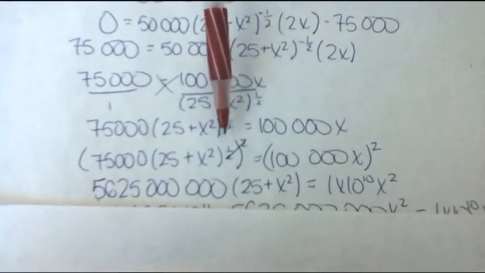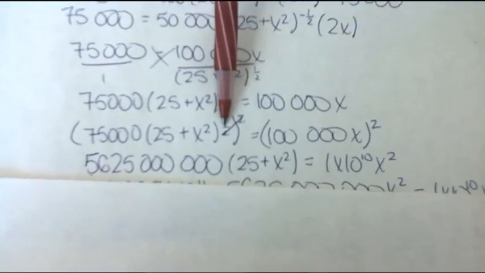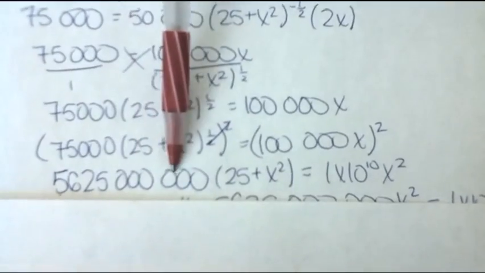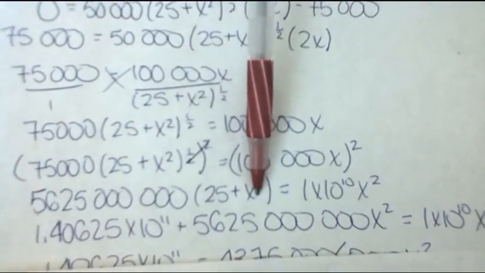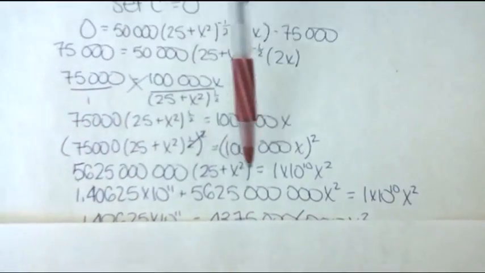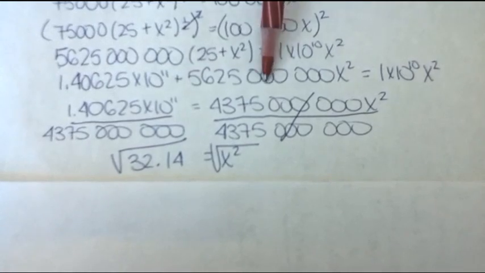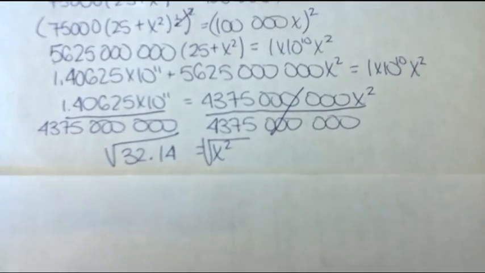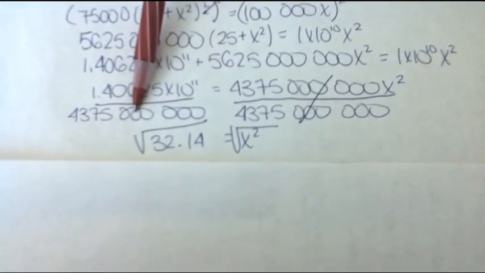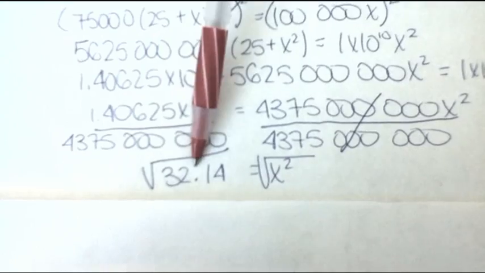Next, square all of the terms on both sides of the equation. This will get rid of the power of 1/2. With this answer, multiply through the brackets this term with 25 plus x squared. You're going to get some really big numbers. Next, subtract this term from both sides of the equation. After that, you're going to divide by the coefficient on both sides of the equation. This will leave you with x squared equals 32.14.